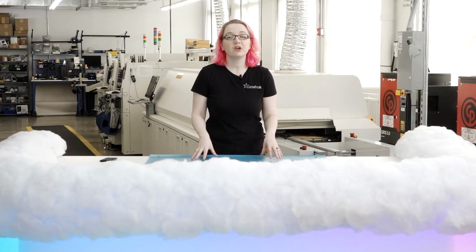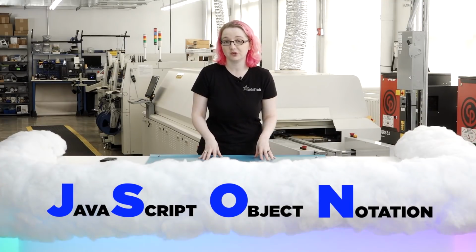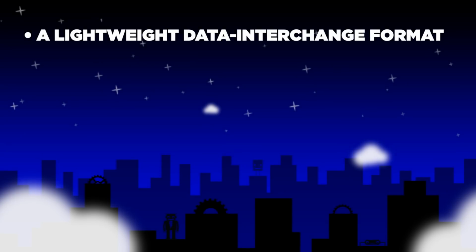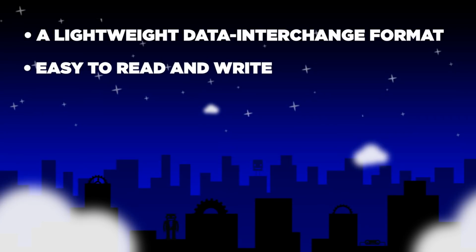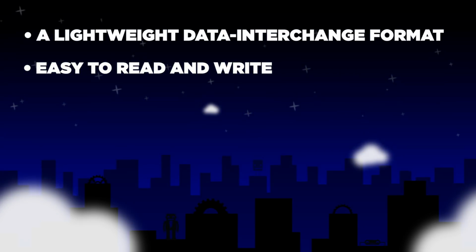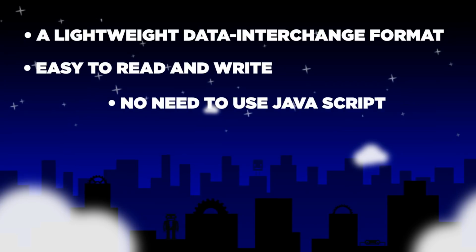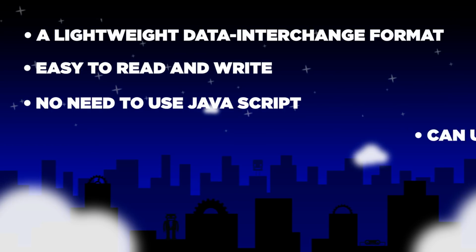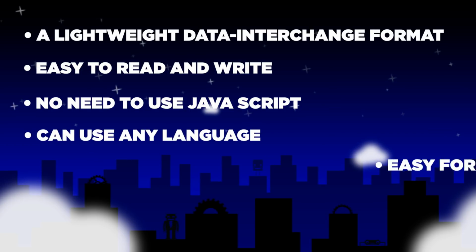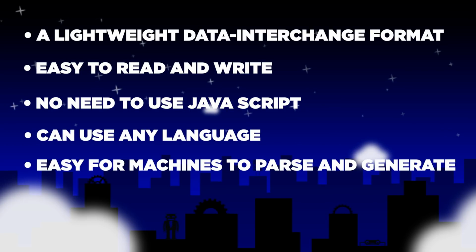These days, you'll see JSON most often. JSON stands for JavaScript Object Notation. It is a lightweight data interchange format. It is easy for humans to read and write, but designed for machines. And despite being based on the JavaScript programming language standard, you do not need to use JavaScript. You can use any programming language. It is easy for machines to parse and generate.